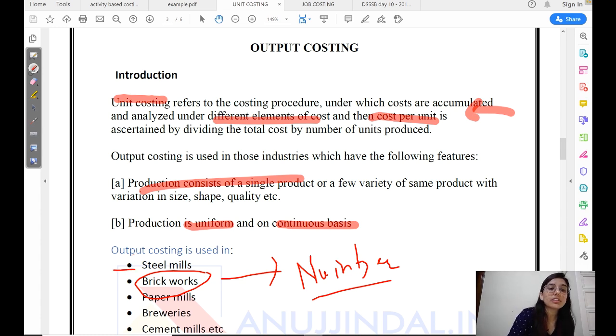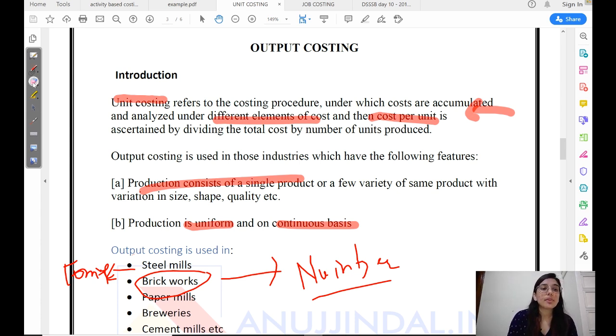Similarly, if we talk about the steel mill, there we are producing steel in tons, right? So the total cost of the steel produced will be divided by the tons of steel produced, and hence we will get the cost per ton, right? So here it is possible to calculate the per unit cost because the cost unit is the same, right?